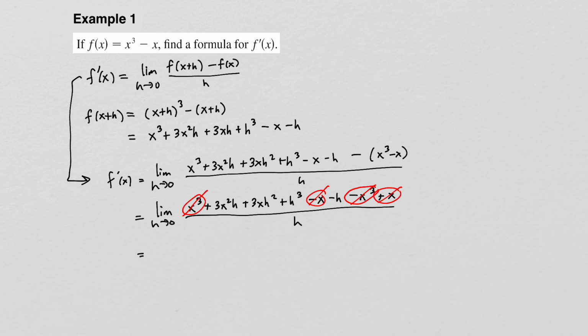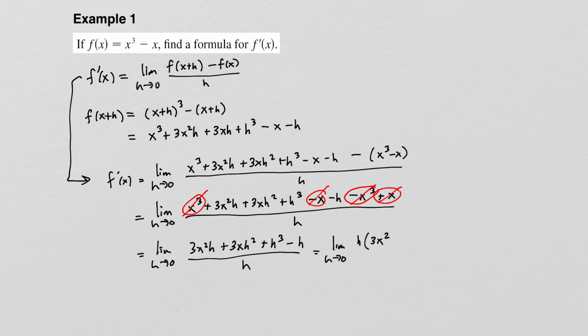And what we have left over on top is 3x squared h plus 3x h squared plus h cubed minus h, all divided by h. And the important thing that happens next is that all these terms have an h in it, and therefore we can factor out an h. So when I factor out an h in the numerator, I get h times 3x squared plus 3xh plus h squared minus 1, and then all divided by h.